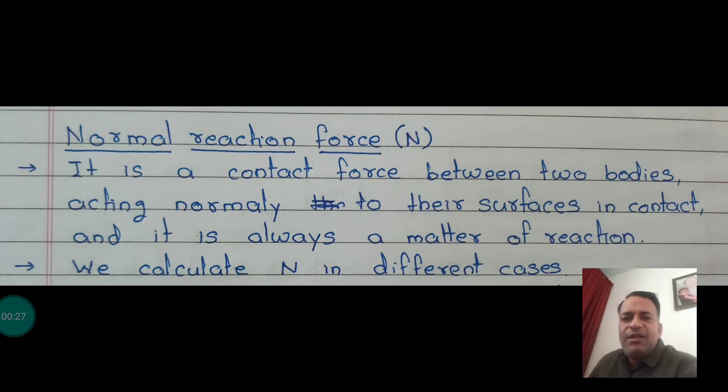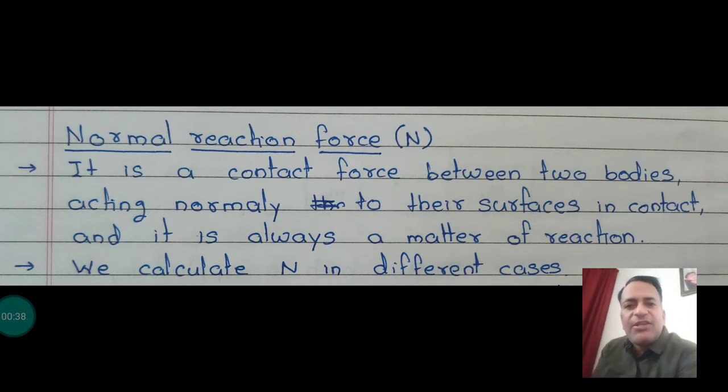Okay, reaction. ये केमिस्ट्री वाला रिएक्शन नहीं है, ये फिजिक्स वाला रिएक्शन है. We have learned in Newton's third law about the action and reaction forces. So what I'm talking about here now is the reaction force. So the force is normal reaction force. Normal means it is acting in perpendicular directions, and reaction means it can never be action force. It is always born as a matter of reaction.